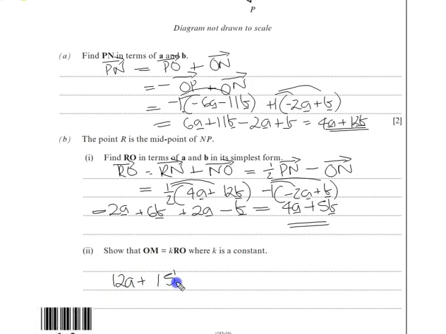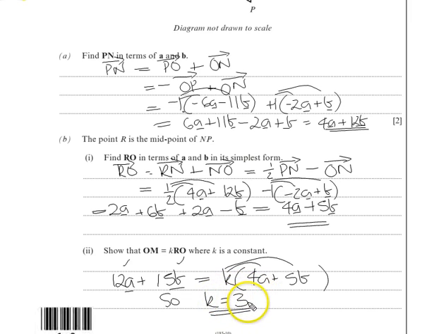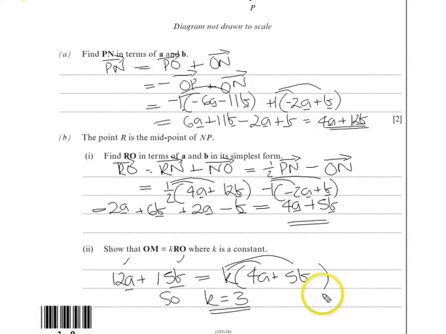12a plus 15b equals k lots of RO. So we've got RO here, 4a plus 5b. So let's have a look at that then. If you expanded the bracket, you'd have that. So 12 is something times 4 and 15 is something times 5. Can you see that k is 3? Because 3 times 4 is 12, and 3 times 5 would give us 15. So we can just say by inspection, I suppose, that k equals 3. It's easy to see. Alright then, so that's that one done. And that completes page 18. Good. So let's go on to the next page now then.